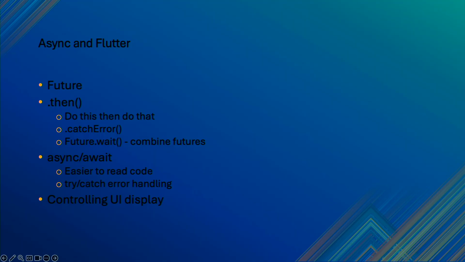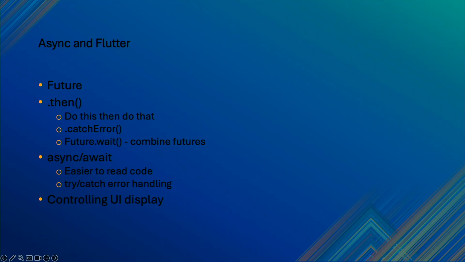One such option is the Future.wait static method. You could use this to combine multiple futures into a single future that completes when all of the input futures complete. So you can do a whole batch of asynchronous work, and then in one call you can say, once all of this work is completed, then call me back so I can work on the next step.